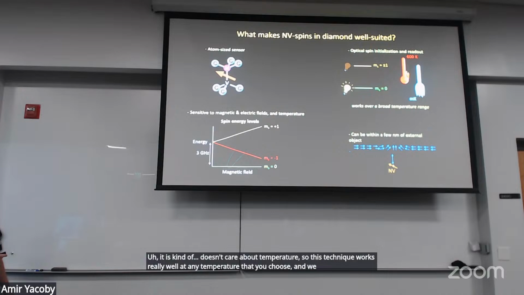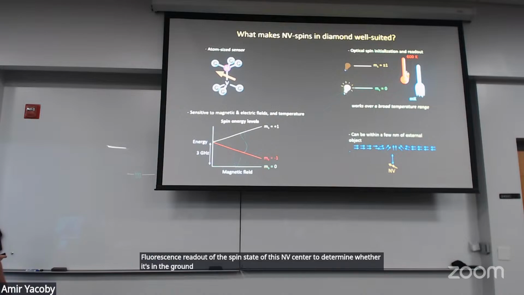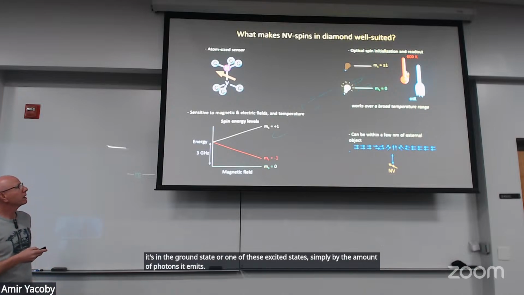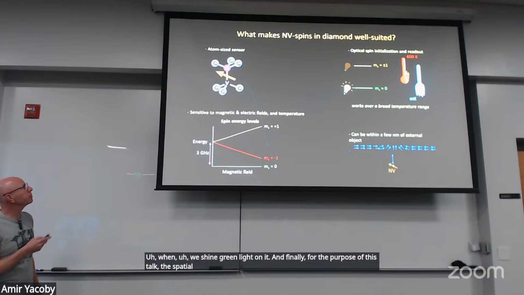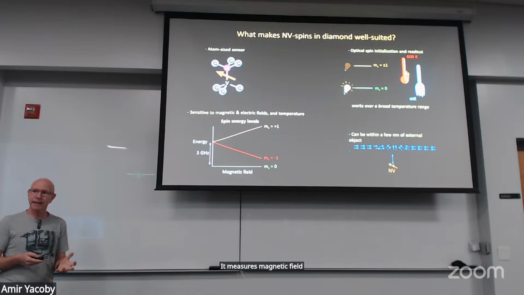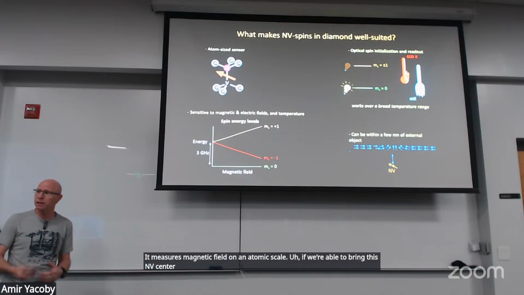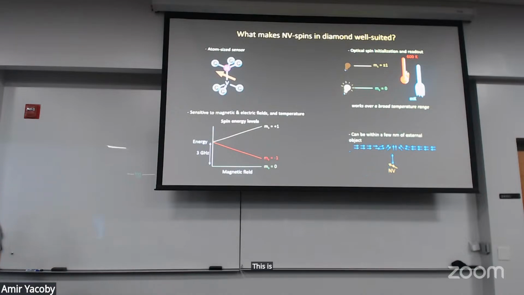And we can do fluorescence readout of the spin state of this NV center to determine whether it's in the ground state or one of these excited states simply by the amount of photons that it emits when we shine green light on it. And finally, for the purpose of this talk, the spatial resolution of this technique, because this defect is atomic, it measures magnetic field on an atomic scale. If we're able to bring this NV center close to a material of interest, our spatial resolution is dictated by that distance. This is not the case generally.